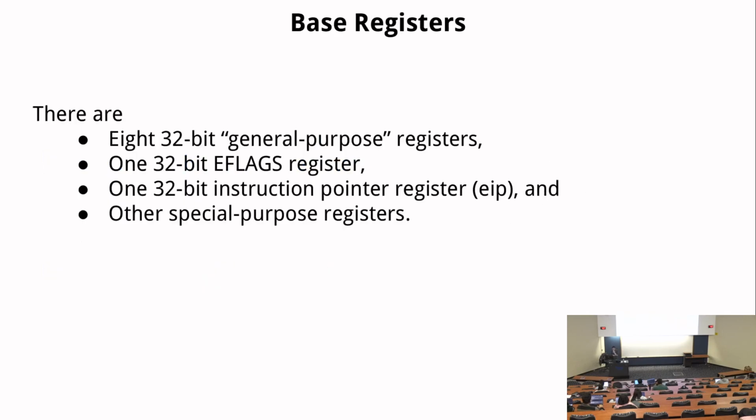So for x86, there are 8 general purpose registers, 1 flag register, and also 1 instruction pointer register, or EIP. That one has the address of the next instruction to execute. There are many other special purpose registers, but at the user land, you probably never will use those registers. Many of those registers, you will only use them when you are in the kernel.